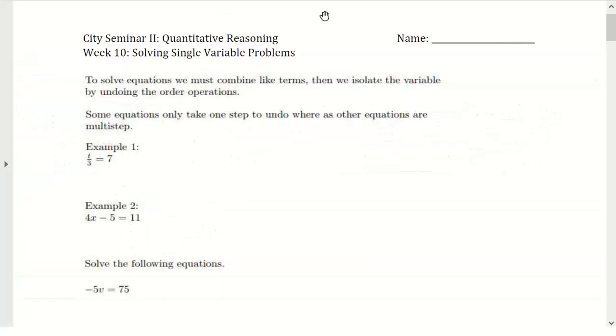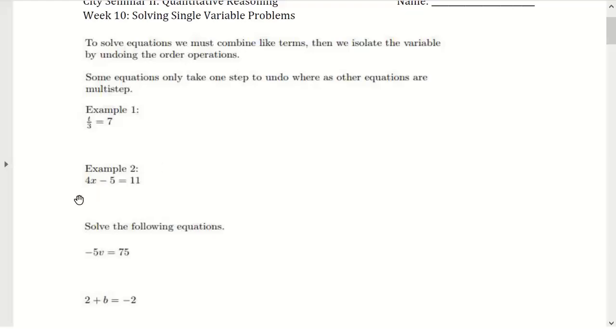So back to our PDF. So what if it's two steps? So we have 4x minus 5 equals 11. In this case, we want to solve for x. The variable here is x. So let's go back to our workbook.